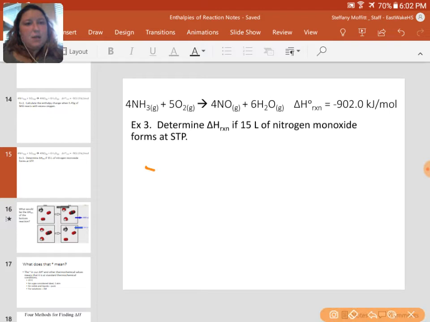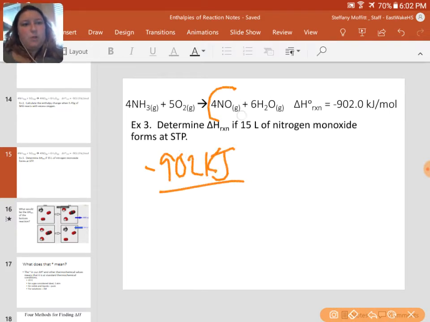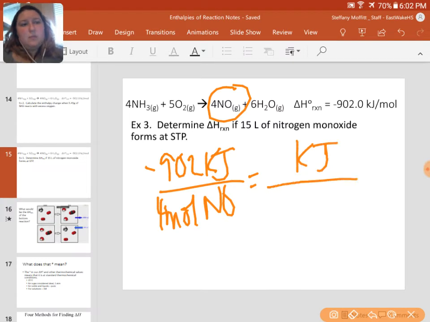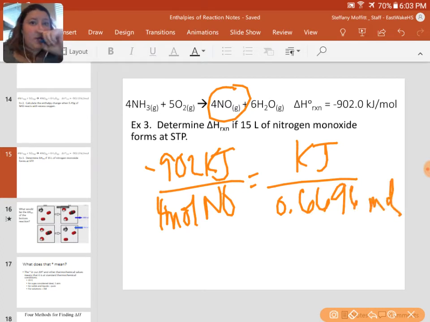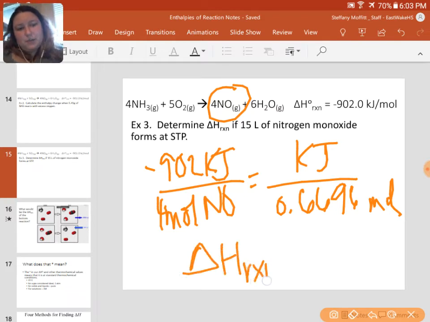I do my simple find the X equation. If I've got negative 902 kilojoules per 4 moles of NO, how many kilojoules do I have per 0.6696 moles of NO? And you have to use the same compound on both sides. And I get my delta H of the reaction to be 150.99 kilojoules per mole.